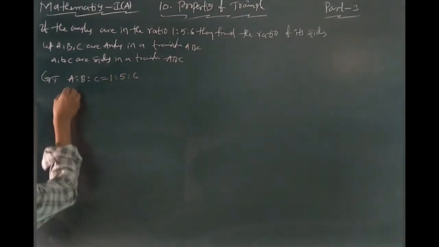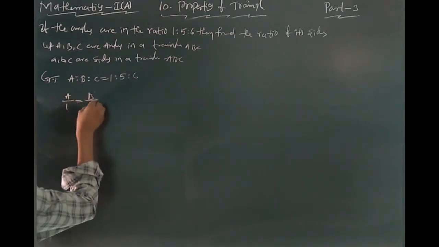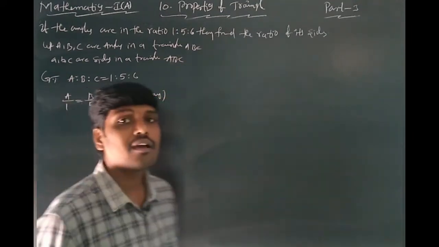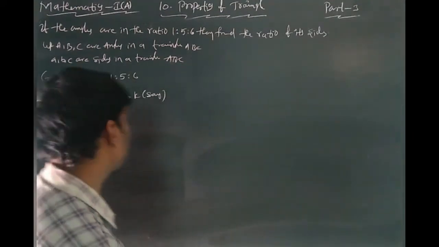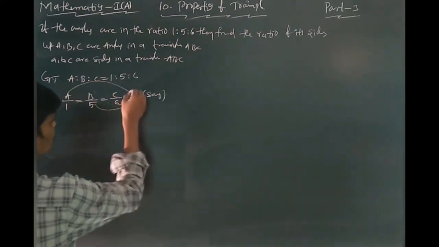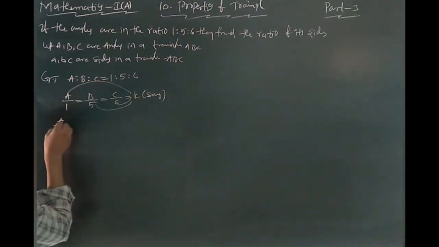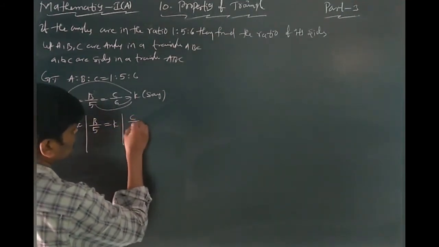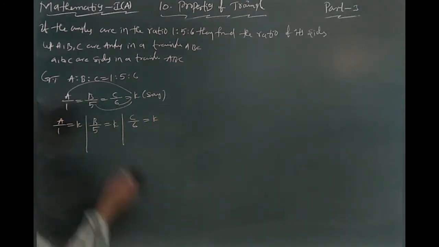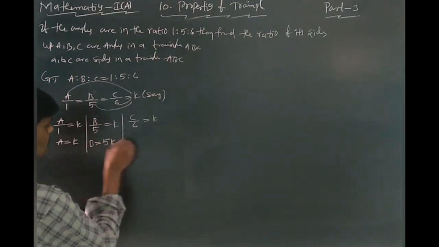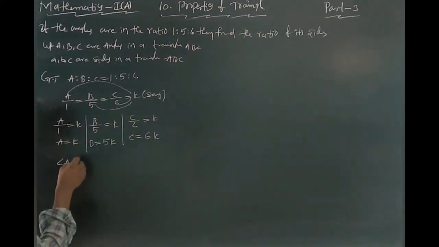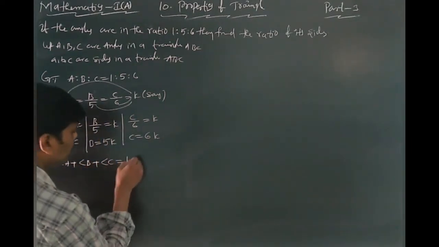After that, this can be written as A by 1 is equal to B by 5 equal to C by 6 equal to some constant K. Here K is a real number. These are all equal, so you get A by 1 is equal to K, B by 5 equal to K, C by 6 equal to K. Then A is equal to 1 into K, K, B is equal to 5K, C is equal to 6K. What is the sum of the angles in a triangle equal to how many degrees?